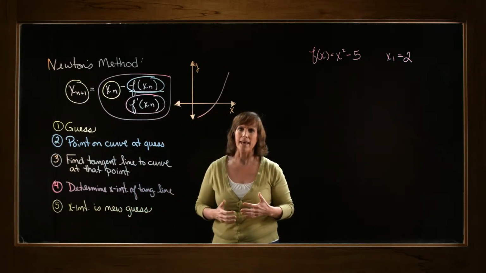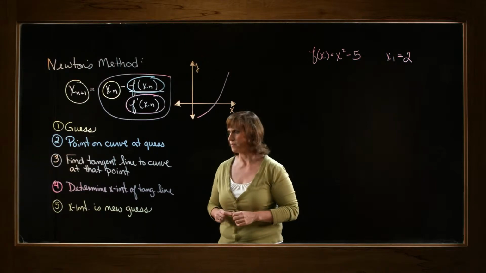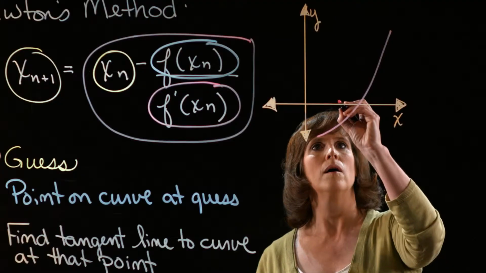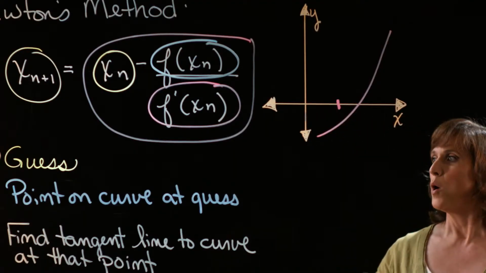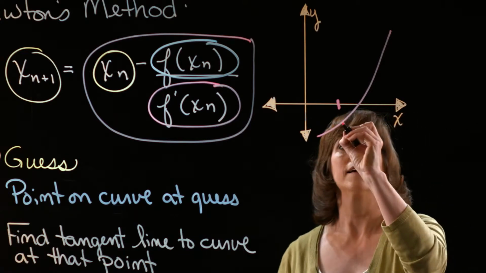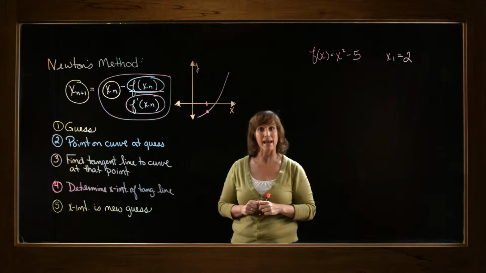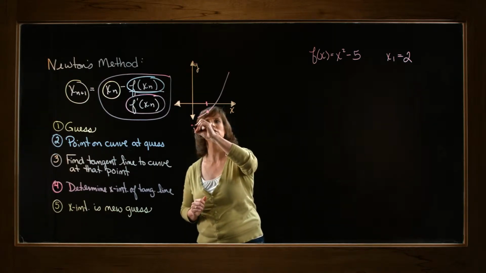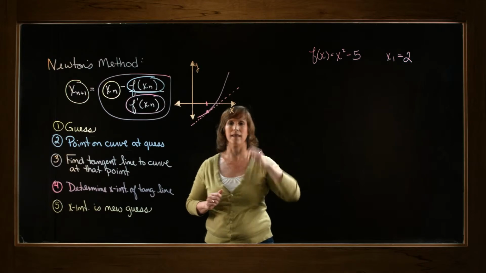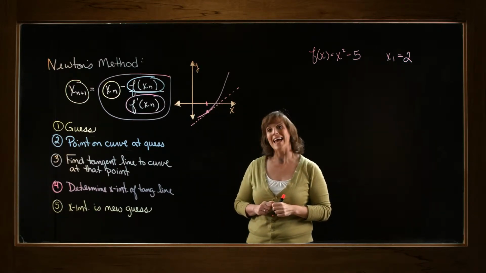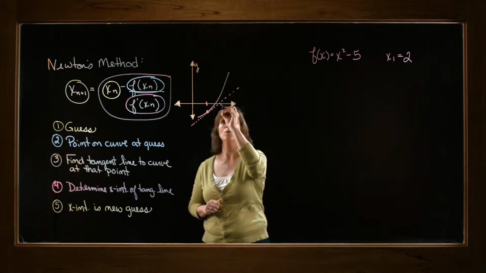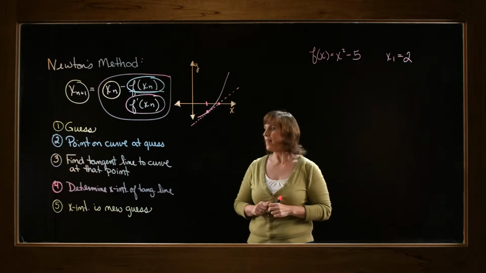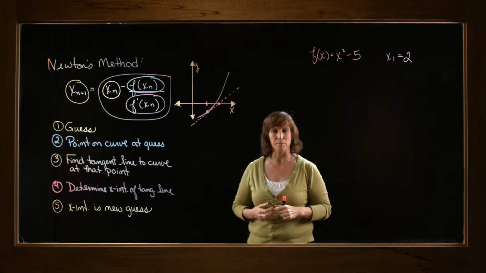Well, this seems a little complicated, so let's look at it from a graphical perspective. What are we doing? We're starting with a guess. Let's say that's our guess. We're going to find the point on the curve, located right here at my guess. Then I'm going to look for a tangent line to the curve at that point. So the tangent line is going to look like that. Then we find the x-intercept of that tangent line, which occurs right here. That's going to be my new guess, and then I start the process all over again.